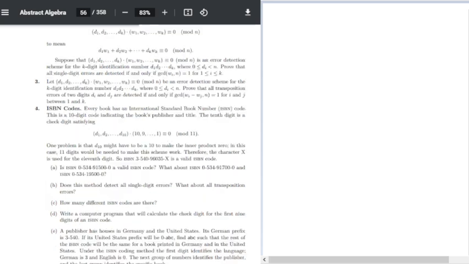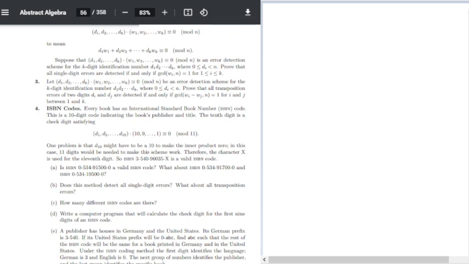3. Let (d1, d2, all the way to dk) times (w1, w2, all the way to wk) congruent to 0 mod n be an error detection scheme for the k-digit identification number d1, d2, all the way to dk, where 0 is less than or equal to di is less than n. Prove that all transposition errors of two digits di and dj are detected if and only if the greatest common divisor of wi minus wj and n is equal to 1, for i and j between 1 and k.